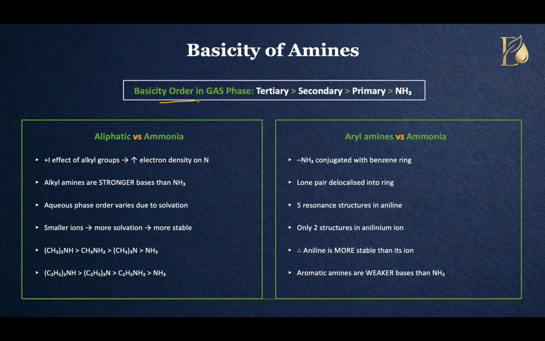The order of basicity in gas phase is tertiary, then secondary amines, then primary amines, then ammonia. So what is in aliphatic versus ammonia? We have discussed that due to the plus I effect of alkyl groups, electron density increases on nitrogen atoms, so they are more basic. And alkyl amines are stronger bases than ammonia. Then aqueous phase order varies due to solvation, right? Smaller ions, more solvation, more stability.